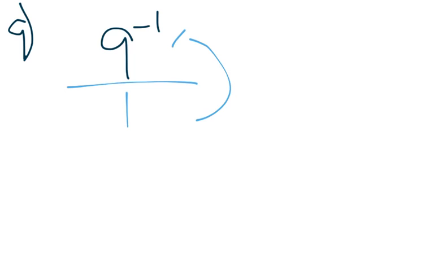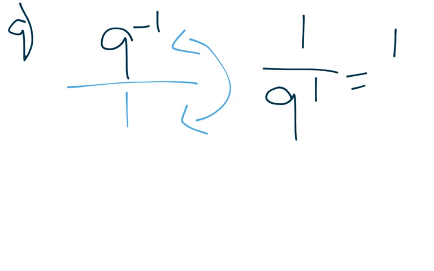Number 9, we have 9 to the negative 1 power. Remember, this number is over an invisible 1. And we're going to flip this over. So we have 1 over 9 to the 1st. So it's 9 times itself 1 time. So that's just 1 over 9. And this is your answer.